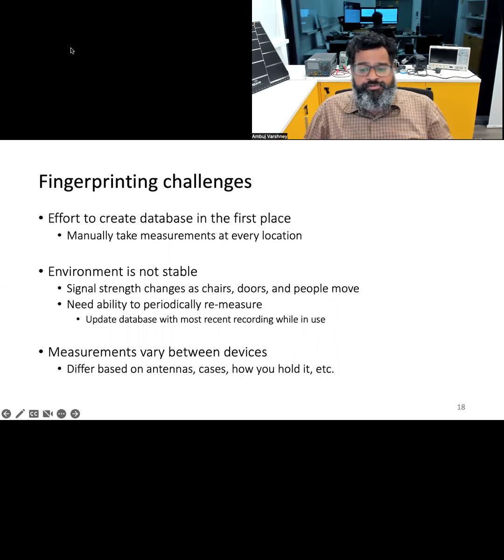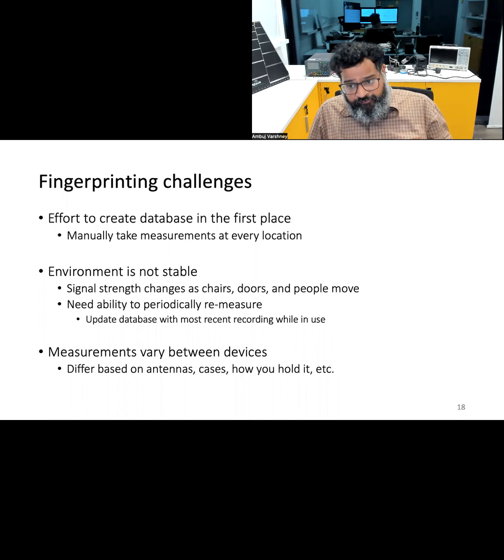So what are the challenges with the fingerprinting technique? It may take a significant effort to create a database in the first place. It would require taking measurements at every location and also then updating the database. So it can be a very time consuming and expensive operation. Furthermore, the signal strength can vary a lot as we change the environment, or when there are environmental dynamics. This would require periodic measurements and the ability to update the database, and this may turn out to be a very expensive task. And finally, RSSI measurements can vary with two devices or even with the orientation of one device.